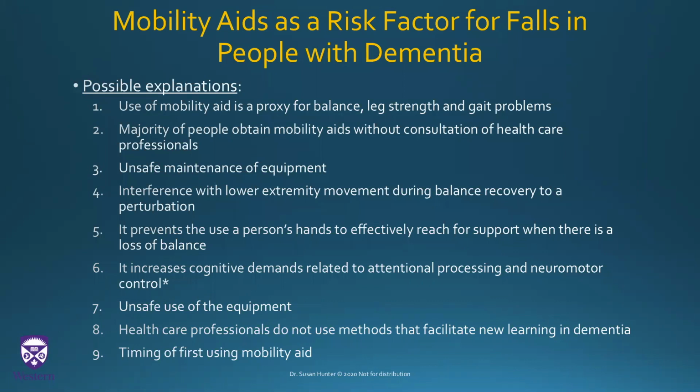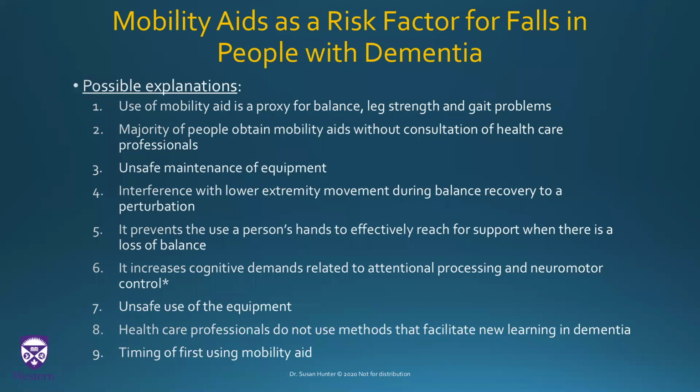One of them, number 3, is unsafe maintenance of equipment. People aren't sure what needs to be done or even aware that annual maintenance of equipment is essential. The other thing about particularly 4-wheeled walkers is that if somebody does become unsteady or starts to lose their balance, the walker actually gets in their way of being able to make compensatory or recovery side steps because of the wheels of the walker. So it actually might get in their way of being able to correct their balance.